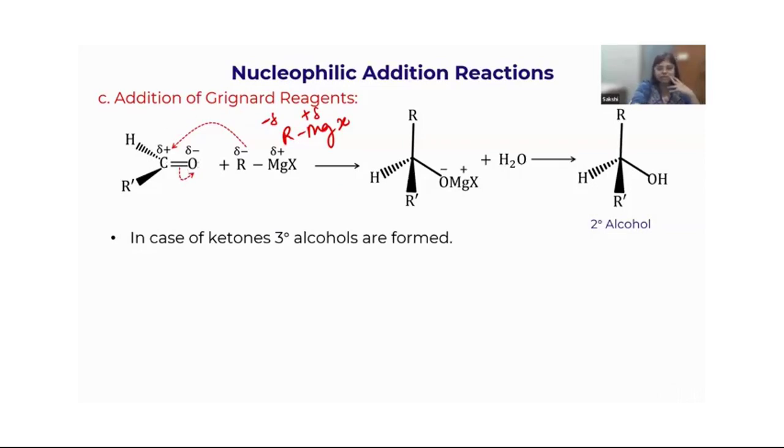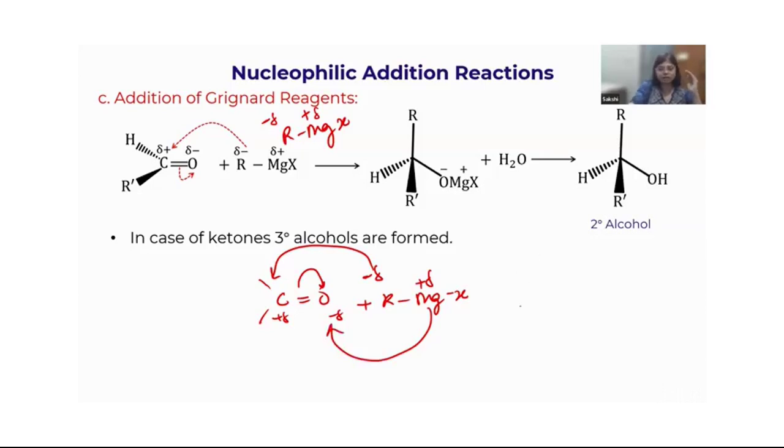The oxygen becomes negative. So, let me draw it here. Okay, partial positive. This is negative. And we have RMgX. Magnesium is partial positive. This is partial negative, right? So R will come and attack the positive carbon, and the MgX part will go to the negative oxygen, right? So what am I getting? I am getting this. I am getting the R here, and the oxygen is attached to the MgX part, right? I'm getting H here, and since there is R dash here, we are taking R dash.